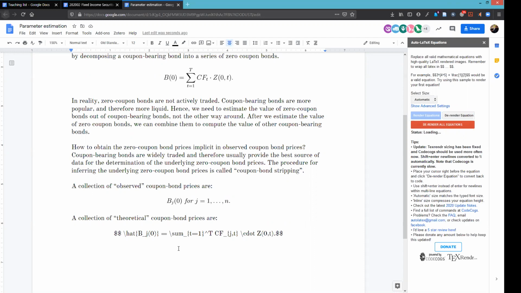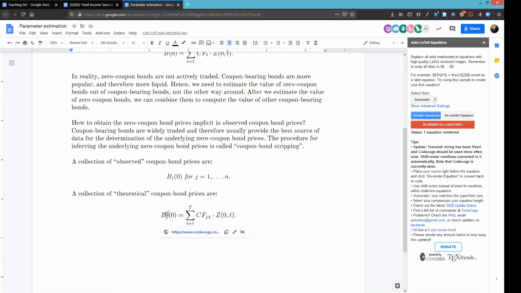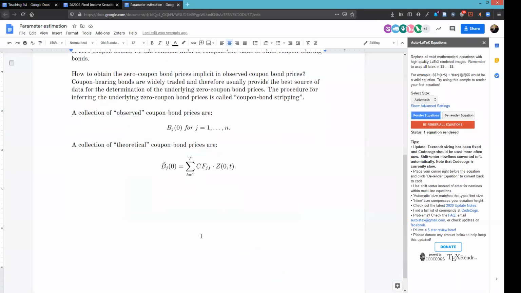Now we have the theoretical bond price. This is not pretty. I want to make it prettier. Okay, slightly better. So we have a hat over here on the theoretical price.